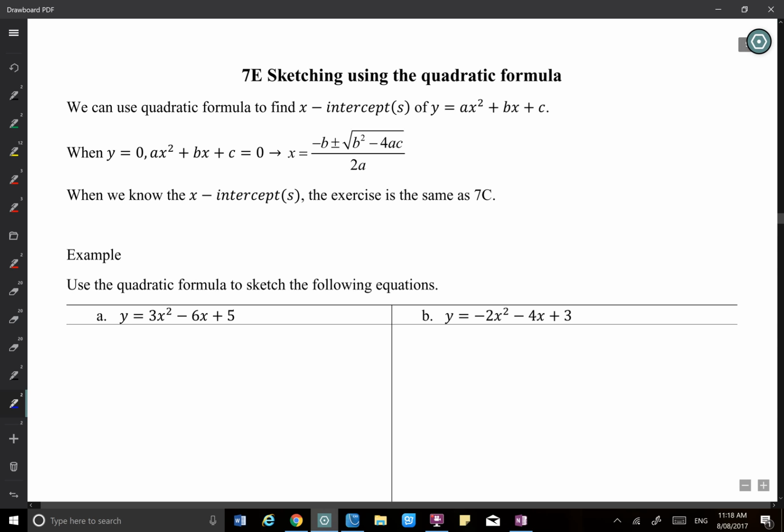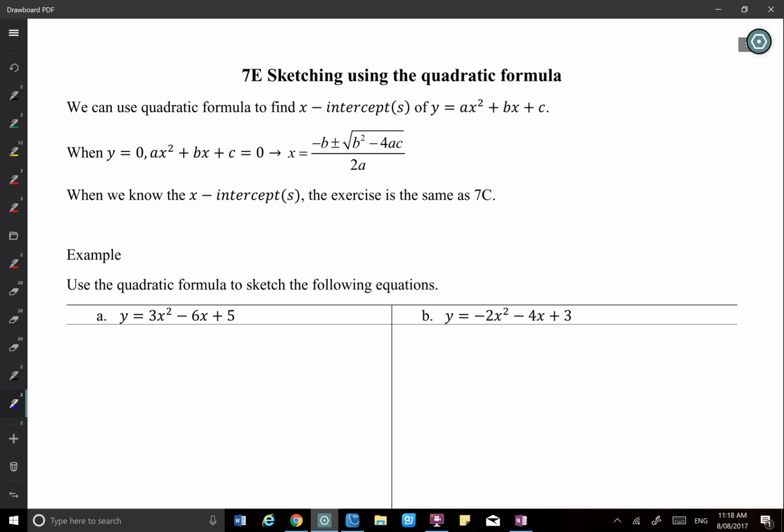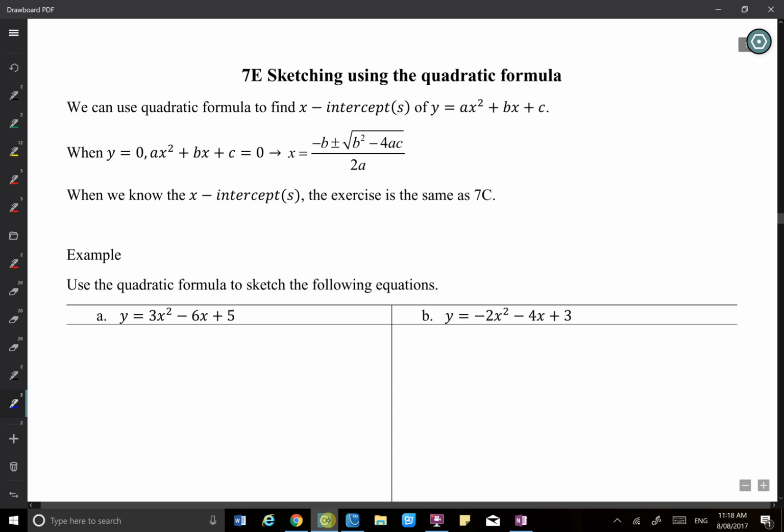All right. So when we use the quadratic formula to find x-intercepts, it will be exactly the same thing as the x-intercept form, but we use the quadratic formula to solve for the x-intercept. What's the quadratic formula? Let's revise that again. x equals minus b plus minus square root b squared minus 4ac over 2a. That's the quadratic formula.